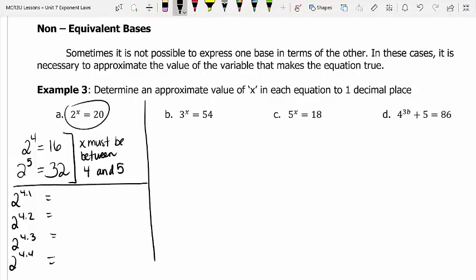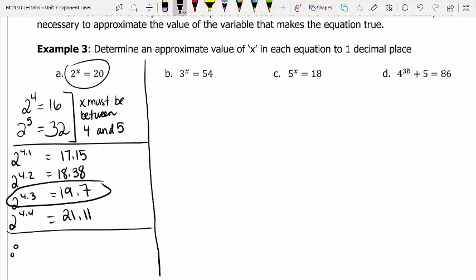Okay, so 2 to the power of 4.1 is 17.15, so we're not quite there yet. 2 to the power of 4.2 is 18.38, we're getting closer. 2 to the power of 4.3 is 19.7. And 2 to the power of 4.4 is 21.11. All right, so we would say that x is about 4.3, because that's the closest we got to 20. To say that, you'd say x ≈ 4.3. That little squiggly on top of the equal sign means about, or approximately.